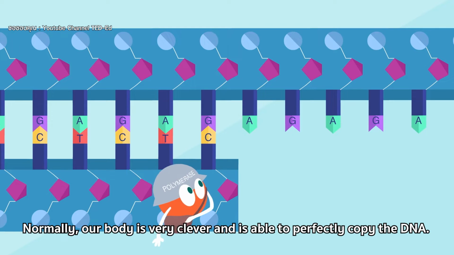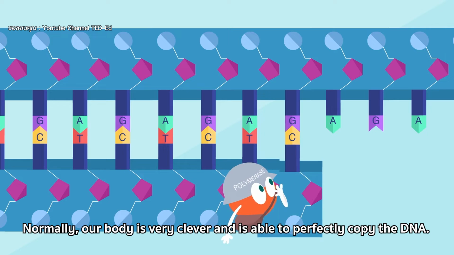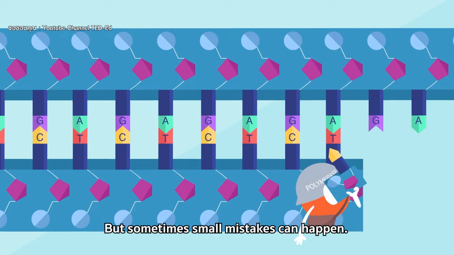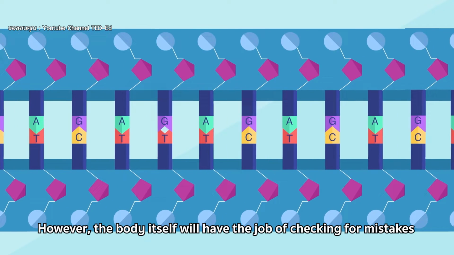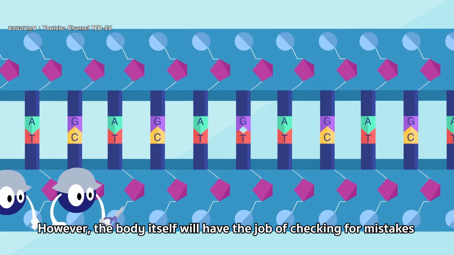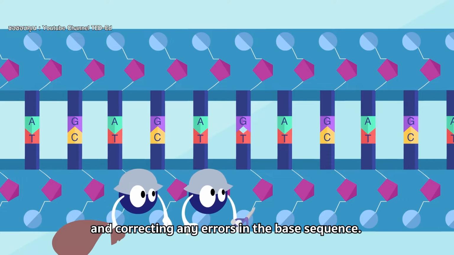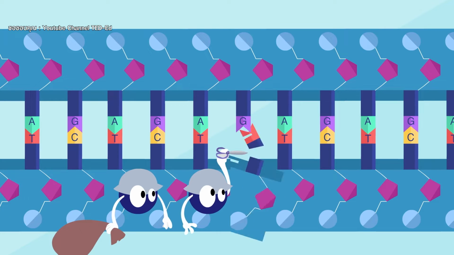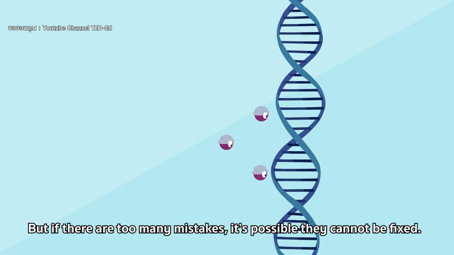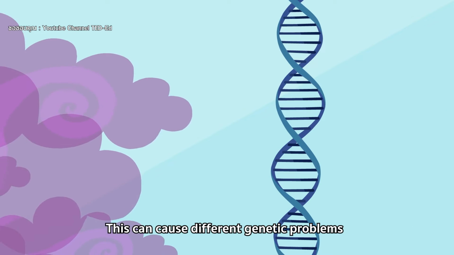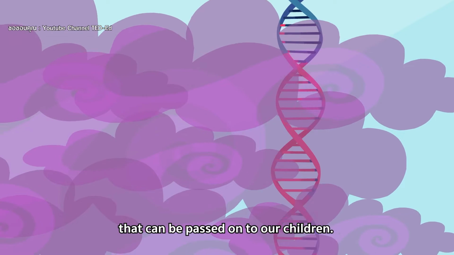Normally, our body is very clever and is able to perfectly copy the DNA, but sometimes small mistakes can happen. However, the body itself will have the job of checking for mistakes and correcting any errors in the base sequence. But if there are too many mistakes, it's possible they cannot be fixed. This can cause different genetic problems that can be passed on to our children.